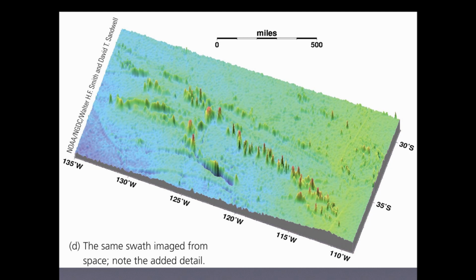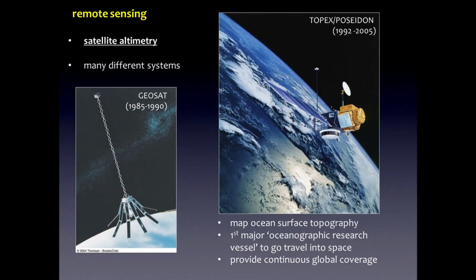And as you can imagine, it is also a quicker way of looking at the ocean floor and mapping the ocean floor. There are many different systems out there, many different satellites that are orbiting the Earth, collecting data and sending it back to Earth. Some examples are the GEOSAT from 1985 to 1990, the Topex Poseidon from 1992 to 2005.